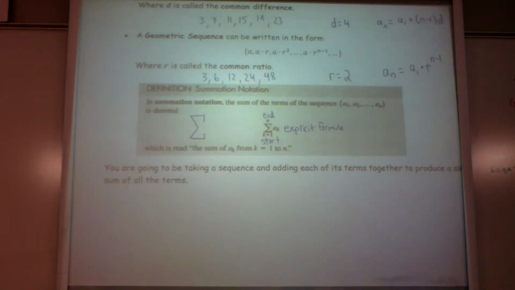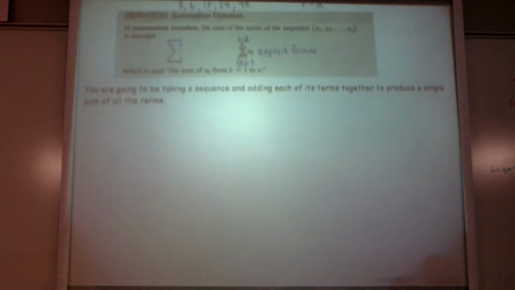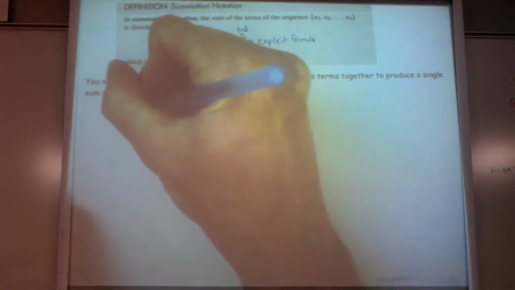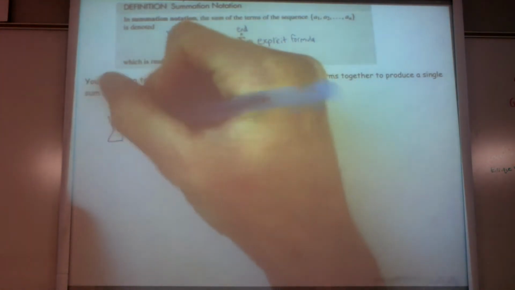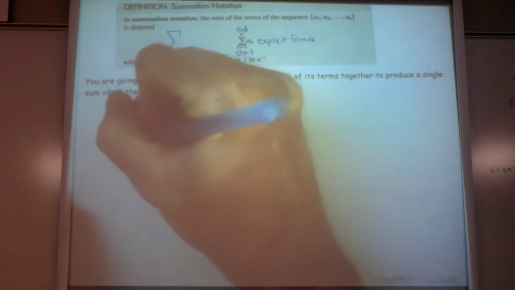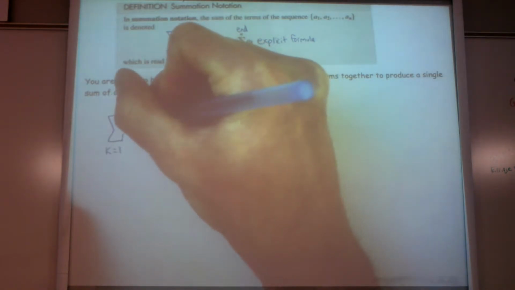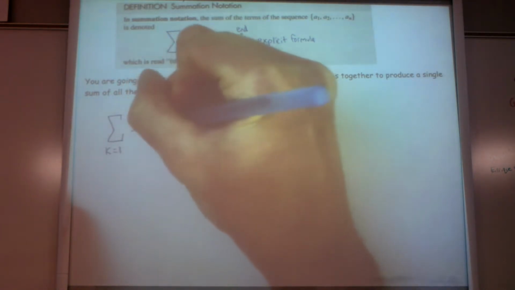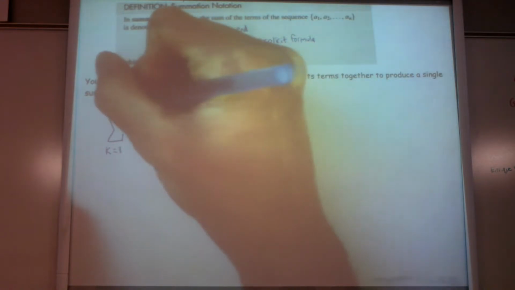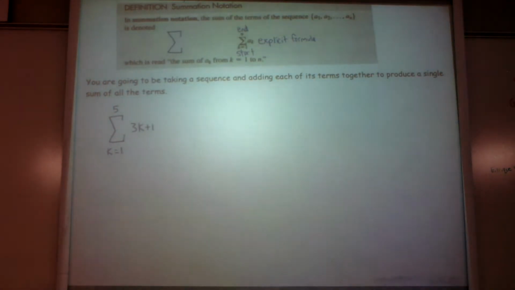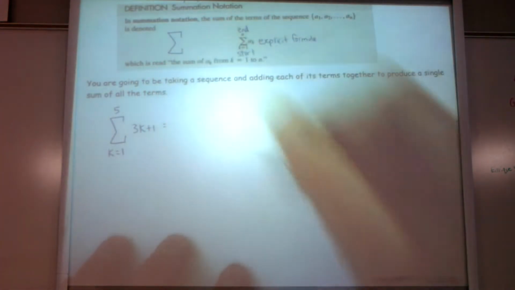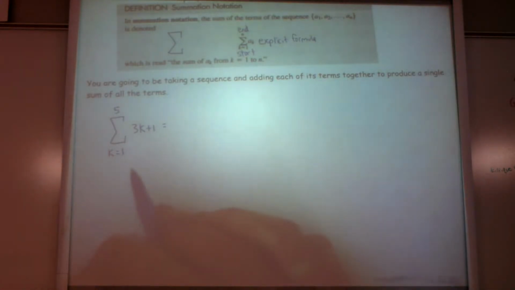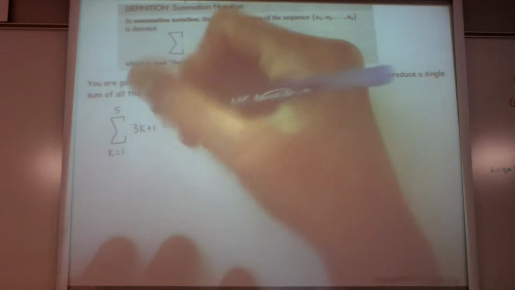So let's do an example here. I'm just going to come down below and we're going to do an example. Let's start out pretty easy. Let's say we're starting at 1. Most of the time we do start at 1. And let's say our formula was 3k plus 1, and we're just going to start at 1 and go to 5. So to evaluate this series, we are going to plug in 1. When I do, I get 3 times 1, which is 3, plus 1 is 4.